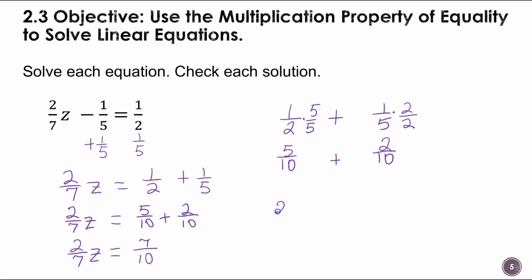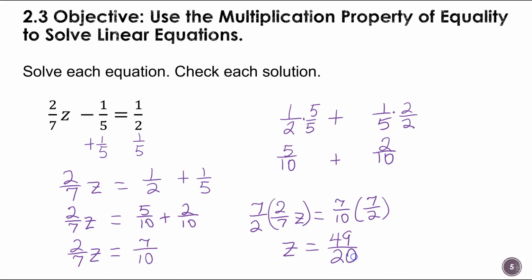So I'm going to write this over here. The reciprocal is always the one with the variable. So we're going to multiply by 7/2 on both sides. That leaves me with a 1z. And then, that was 7/10, so we're going to have 49/20. And as you can see, that is going to be our solution to this equation.